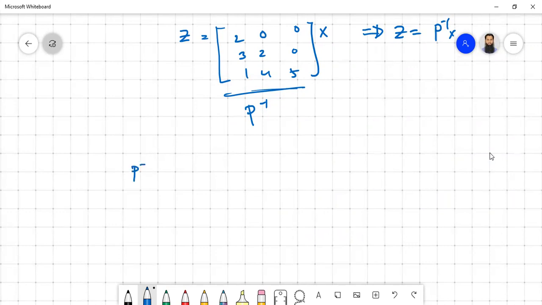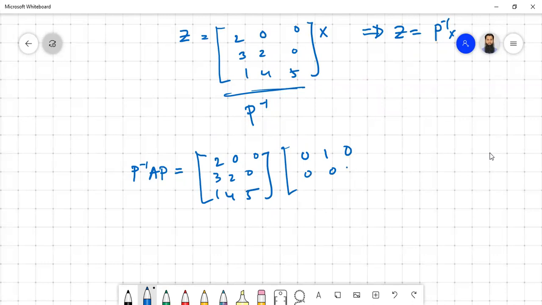So P inverse AP we have to figure out, and that is 2, 0, 0, 3, 2, 0, 1, 4, 5. I'm leaving it to you to find out. System matrix we already know, 0, 1, 0, 0, 0, 1, minus 2, minus 5, minus 7. So I'm just leaving it to you to figure out what is the value of P. So just take an inverse matrix. You may use the calculator, or you can use the formal hand methods. So it's up to you.